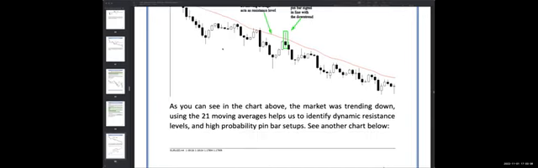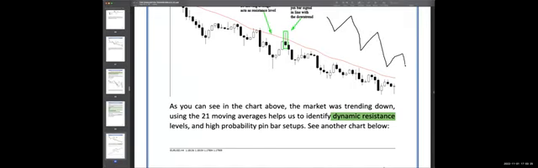As you can see in the chart above, the market was trending down, using the 21 moving average, plus it helps us identify dynamic resistance. What they simply mean when they say dynamic resistance level is this: a resistance level is when price is doing this, these lower lows, this is from previous lessons. I'm sure we are all on the same page. You draw that zone. That's a resistance level, right?